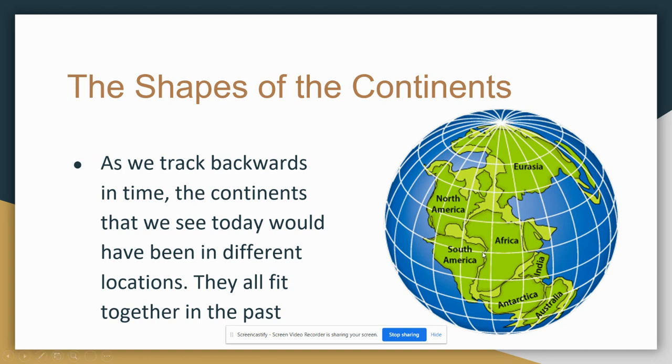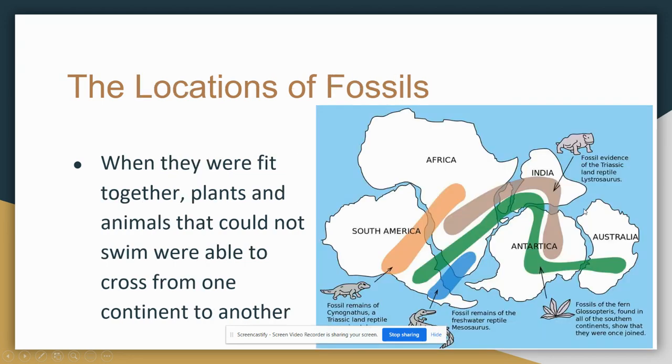So South America fits nicely into Africa, North America fits on top of that, Europe and Asia fit in a way on top of that, and then you can shove India, Antarctica, and Australia in down here to show that the shape works this way as well. This wouldn't happen if plates didn't move. There's no logical reason for the shapes of our continents to match this way if the plates just stood still. Another piece of evidence is the location of fossils.